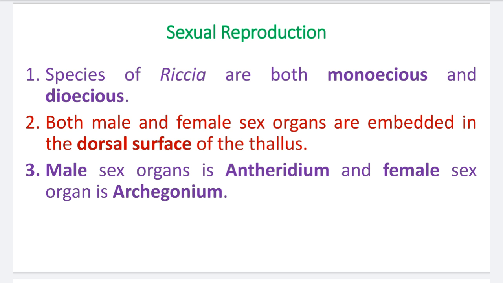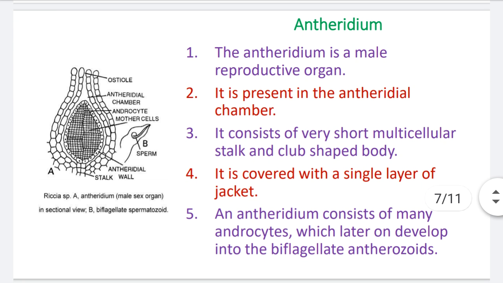Point number 2. Both male and female sex organs are embedded in the dorsal surface of the thallus. Embedded means sunk inside. Number 3, the male sex organ is the antheridium and the female sex organ is the archegonium. A speciality of these sexual organs is that they are multicellular structures. In bryophytes, antheridia and archegonia, plurals of antheridium and archegonium, are complex multicellular structures. The important thing is that they are covered by a sterile jacket layer. Now the antheridium.